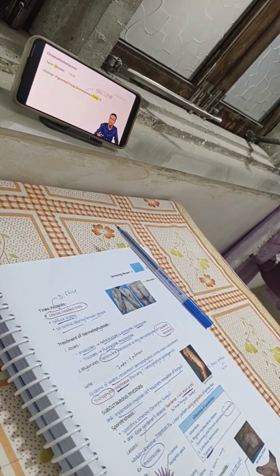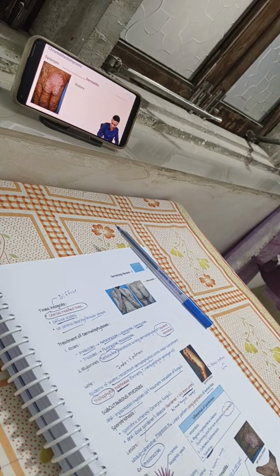There are two important species to remember. Number one is Fonsecaea pedrosoi. Number two is Phialophora verrucosa. So these are two examples of pigmented fungi. Now, please remember that chromoblastomycosis is also referred to as verrucous dermatitis. As discussed earlier, anything in dermatology which has a rough, uneven, or warty surface, we call it as verrucous.